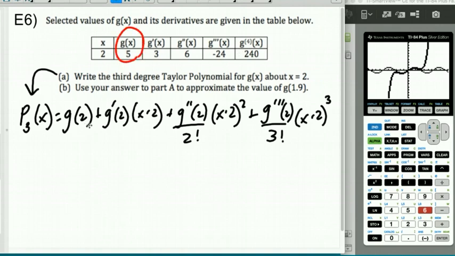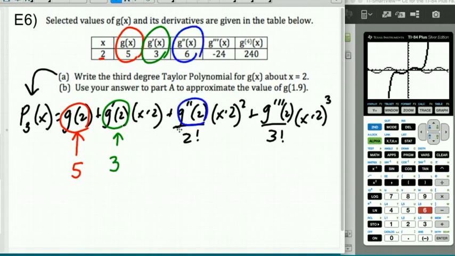This is g of 2, right? Because it says when x is 2, right? So g of 2, definitely a 5. G prime of 2, definitely a 3. G double prime of 2, definitely a 6, right? And then g triple prime of 2, definitely a negative 24. And I don't need the fourth derivative, right? Sometimes they just give you something as a trap.